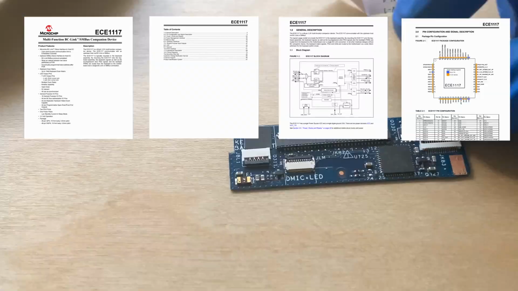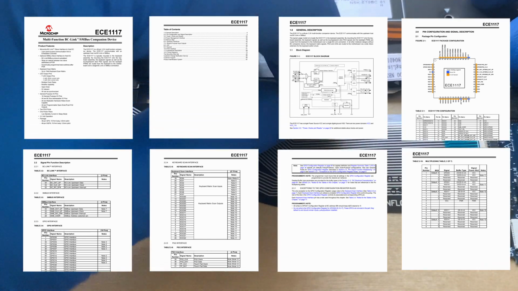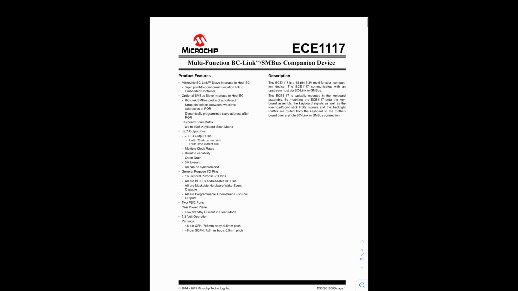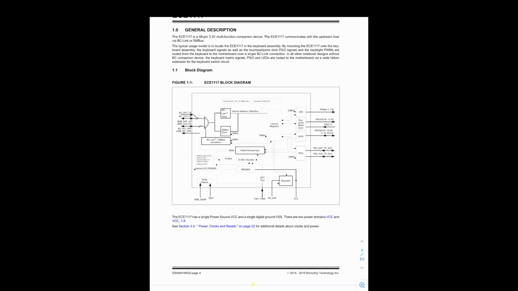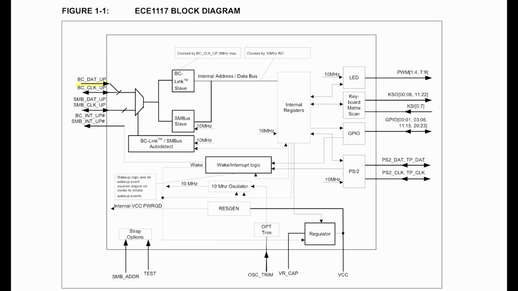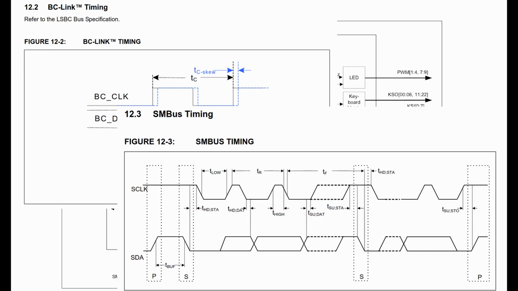After reading the ECE1117 datasheet, it looks like this chip helps control a few peripheral devices, including the keyboard. It takes some inputs and outputs and communicates with the host controller over one of two different protocols. It's either SM bus or BC link. Unfortunately, BC link is proprietary, and I don't want to reverse engineer the protocol since we're already crazy deep into this rabbit hole. Luckily, the ECE1117 will also communicate over SM bus, which is basically I2C with some extra stuff.